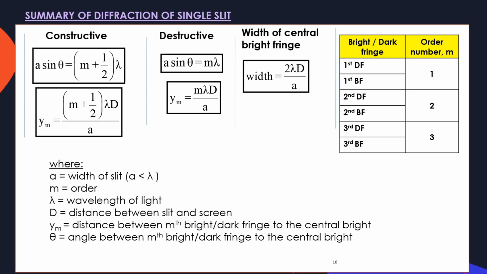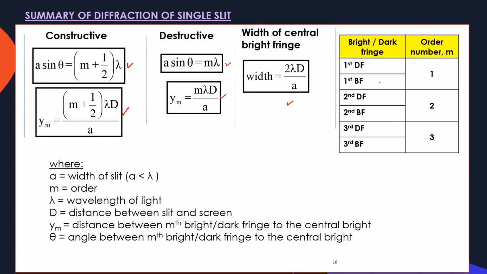So the diffraction of single slit. We have constructive interference, and this one is the equation of the path difference, and we have Ym. This is the equation of the distance between the M order of the bright fringe to the central bright fringe, and this is the equation for the destructive. And the last one we have covered is the width of the central bright fringe.